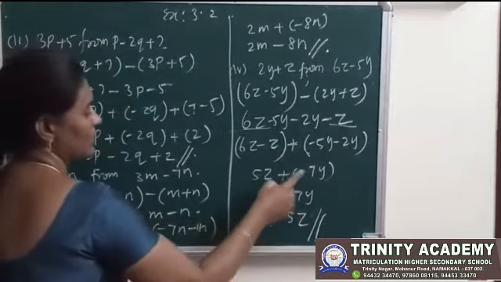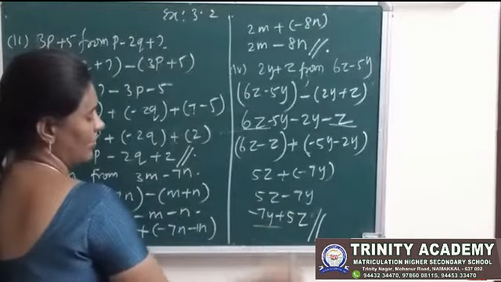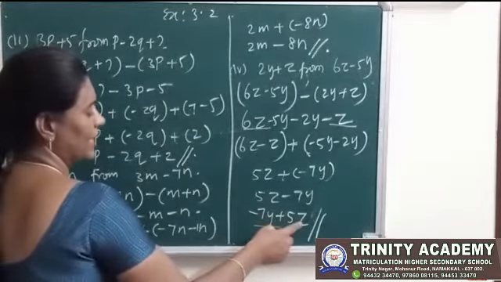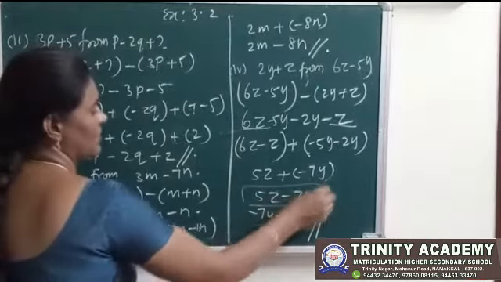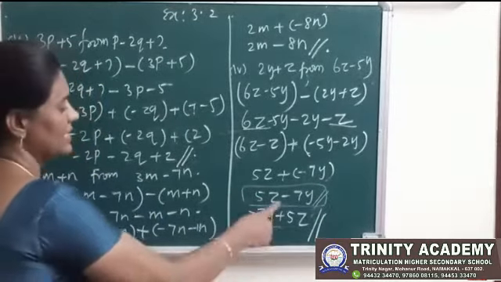Now 5z plus into minus is minus 7y. First you write the y term, then you write the z. This is also correct, this is also correct. Okay. So the answer is minus 7y plus 5z.